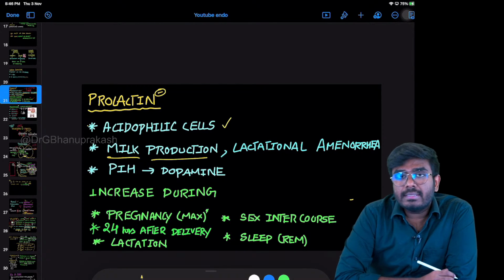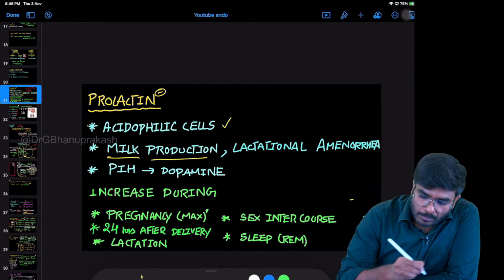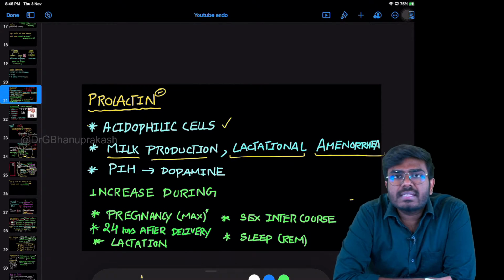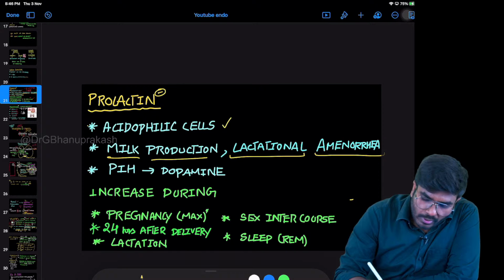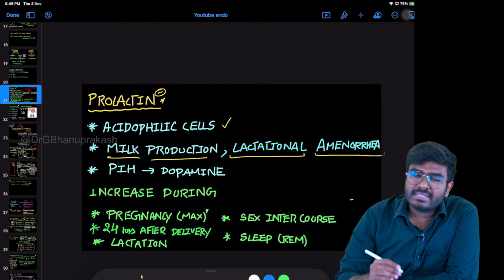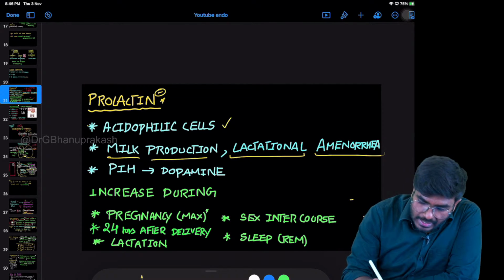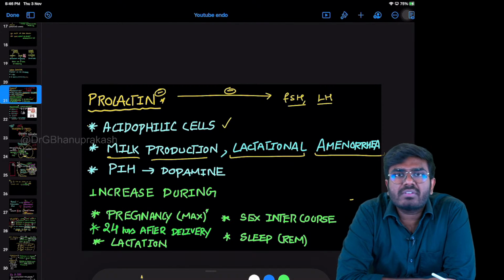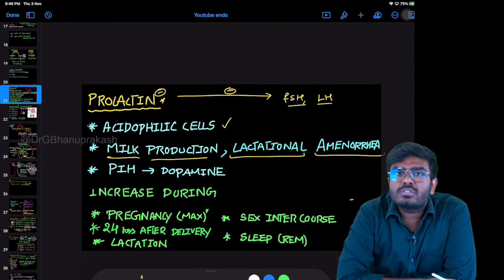Now, the new point which I want you to know here, sir, is that prolactin will cause lactational amenorrhea. What exactly is this lactational amenorrhea, sir? Now, prolactin is helping in the milk production. The same prolactin will downregulate FSH, it will downregulate LH. Now, whenever there is no FSH and no LH, there is no menstruation.